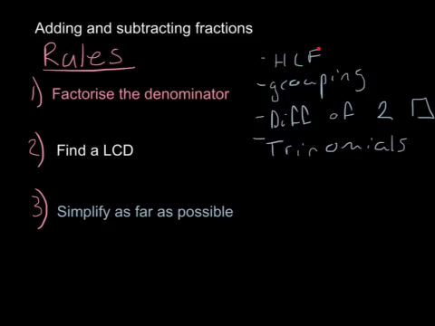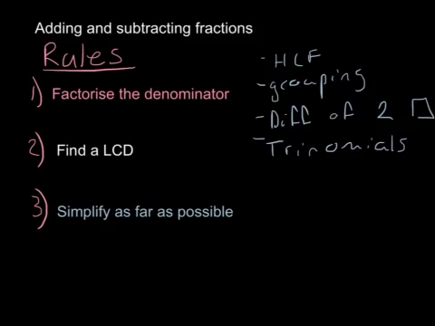Highest common factor generally happens if there are two terms. Grouping happens if there are more than three terms. Difference of two squares is a special type of factorization where we have two perfect squares that are being subtracted. And then trinomials, which are three terms that factorize into two brackets.